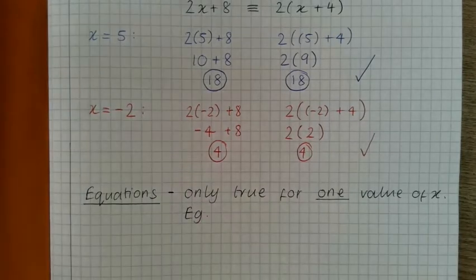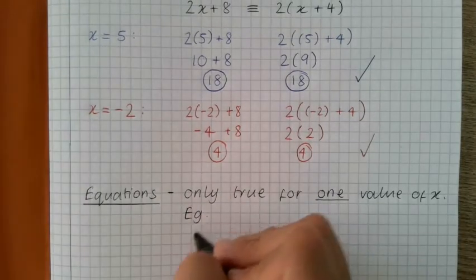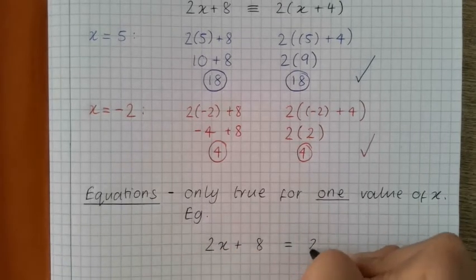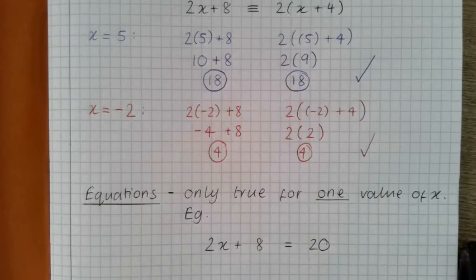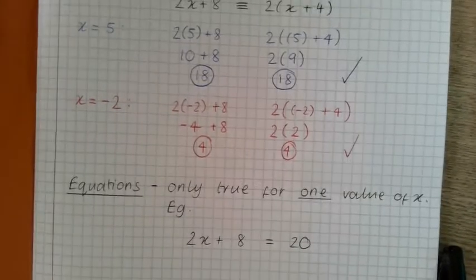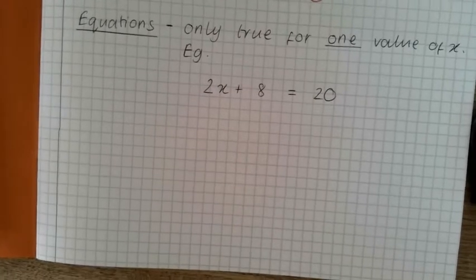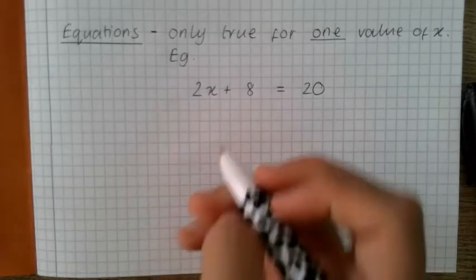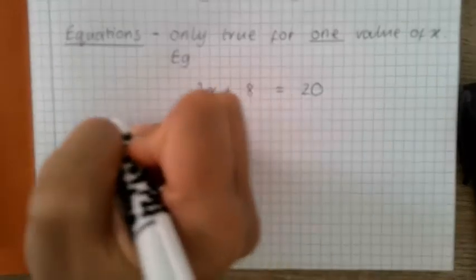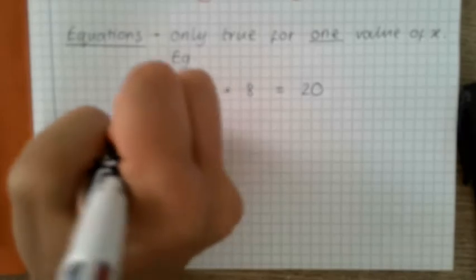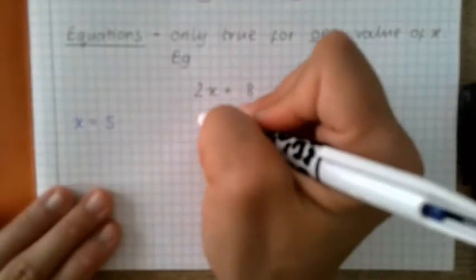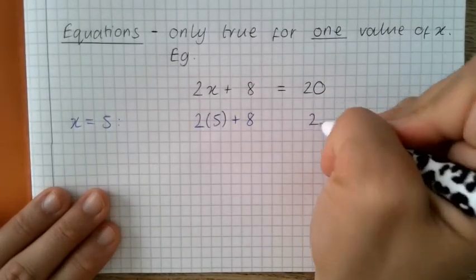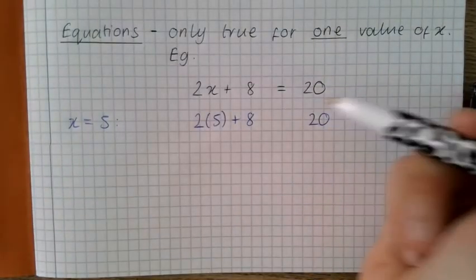So I'm just going to copy down the equation from the beginning of our notes, which was 2x plus 8 equals 20. And I'm going to show you that this doesn't work for all values. It will only work for one value. So I'm going to go with x equals 5 again, and I just picked that randomly. So I'm going to substitute it in. We have 2 times by 5 plus 8. And on this side we just have 20, so there's not really anything we can do there.